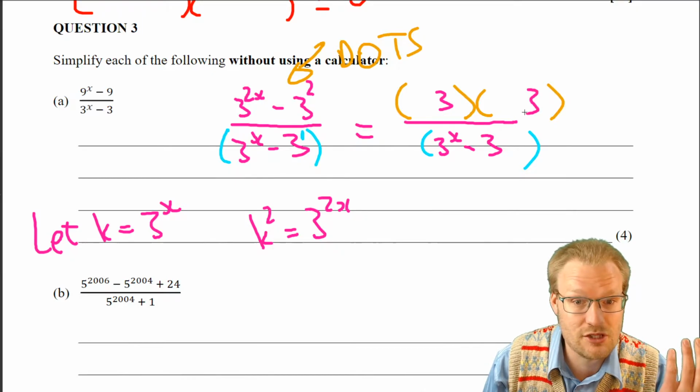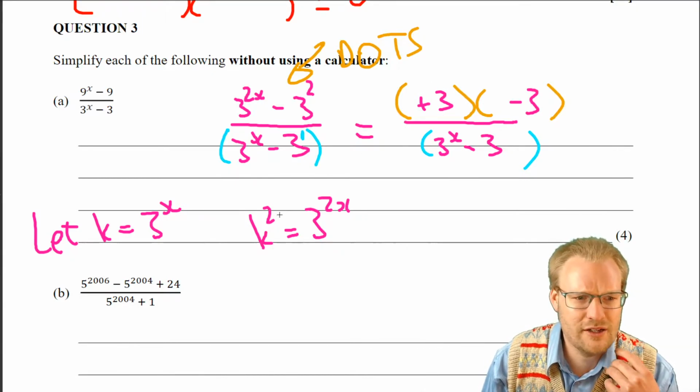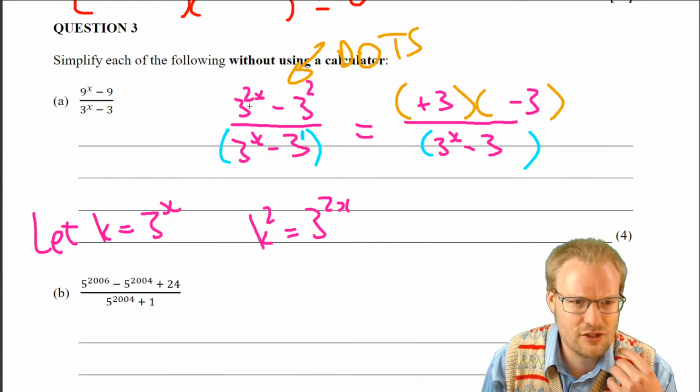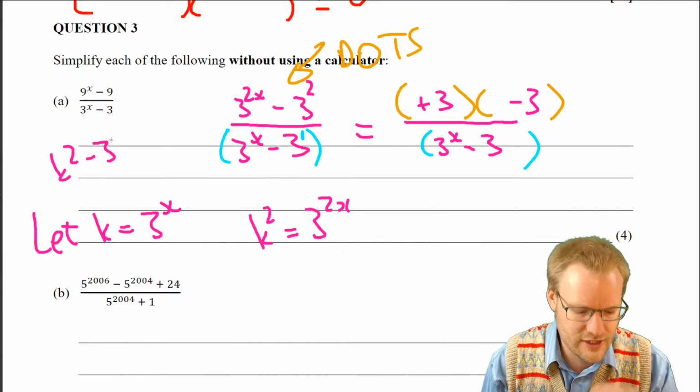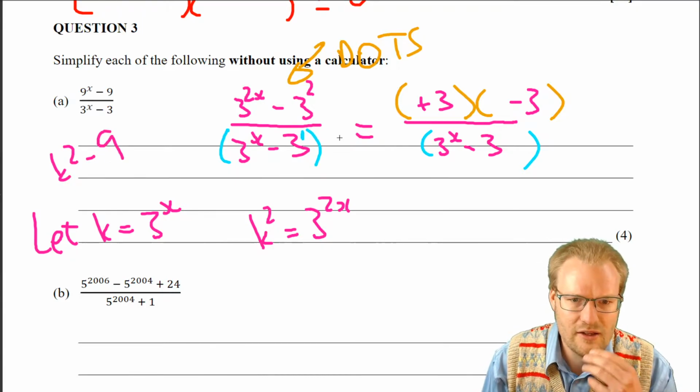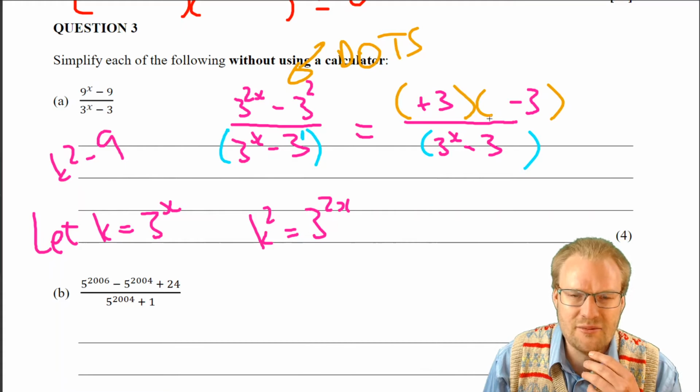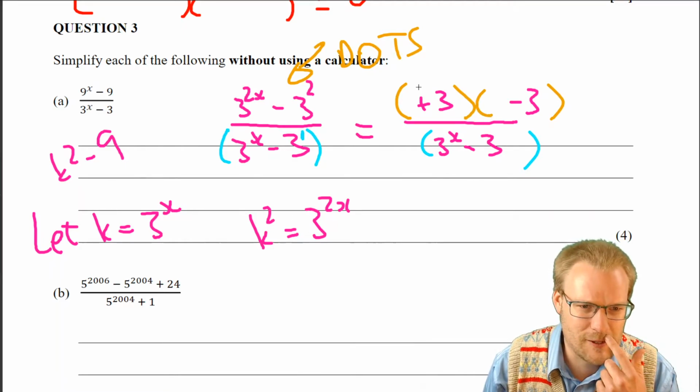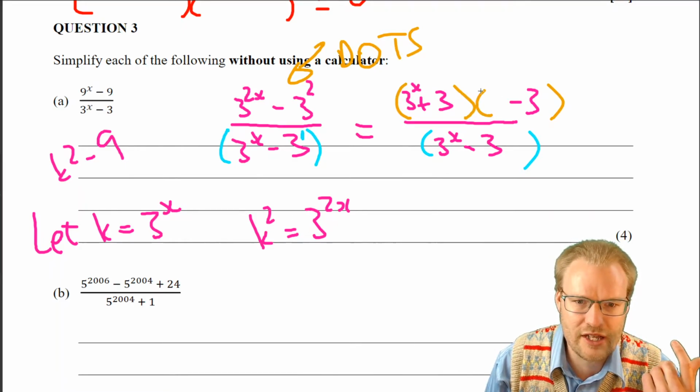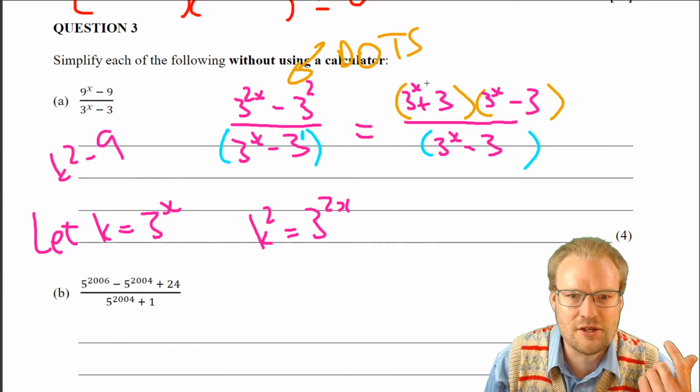Well, 3 times 3, and we know we go plus minus. Now, if k squared equals 3 to the 2x, then this would be k squared minus 3 squared, or k squared minus 9. So it would have been k and k. But we can skip that k version and just go, well, this is 3 to the x and 3 to the x, because bases are the same, we're going to add exponents.